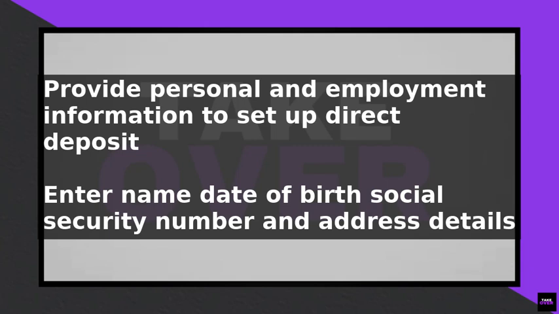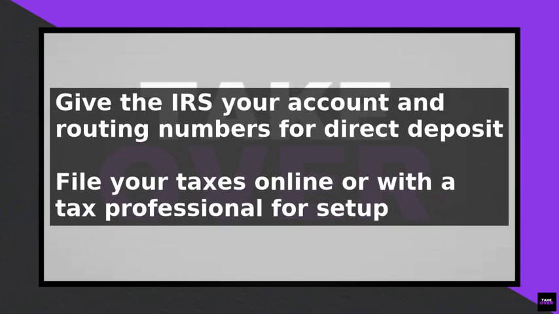To get your tax refund deposited into your Cash App account, you will need to provide the IRS with your account and routing numbers. You can do this when you file your taxes, either online or with the help of a tax professional. Make sure to select the direct deposit option and enter the account and routing numbers you received from Cash App. It can take several days for the IRS to process your tax return and deposit your refund into your Cash App account.